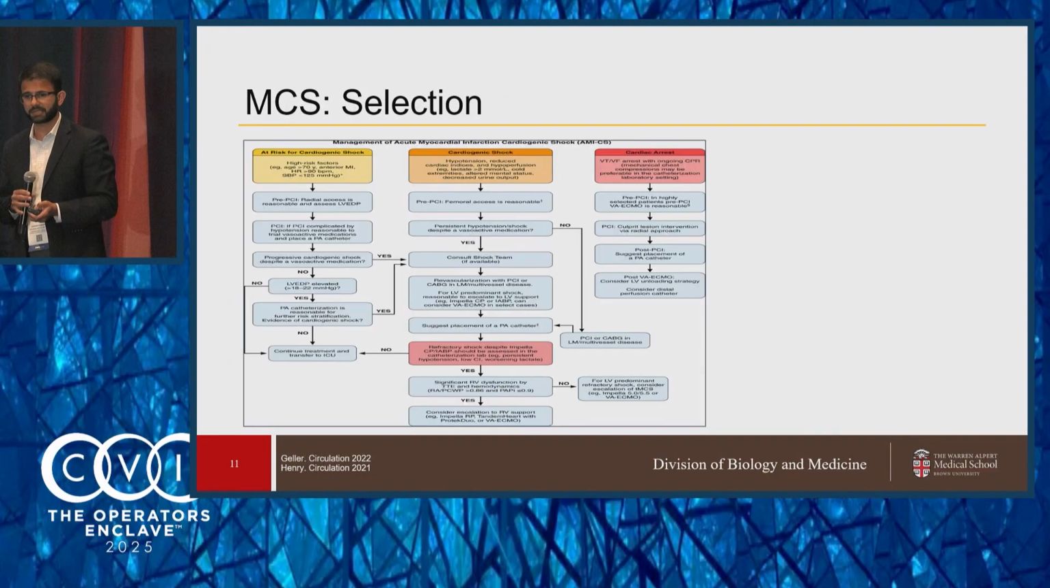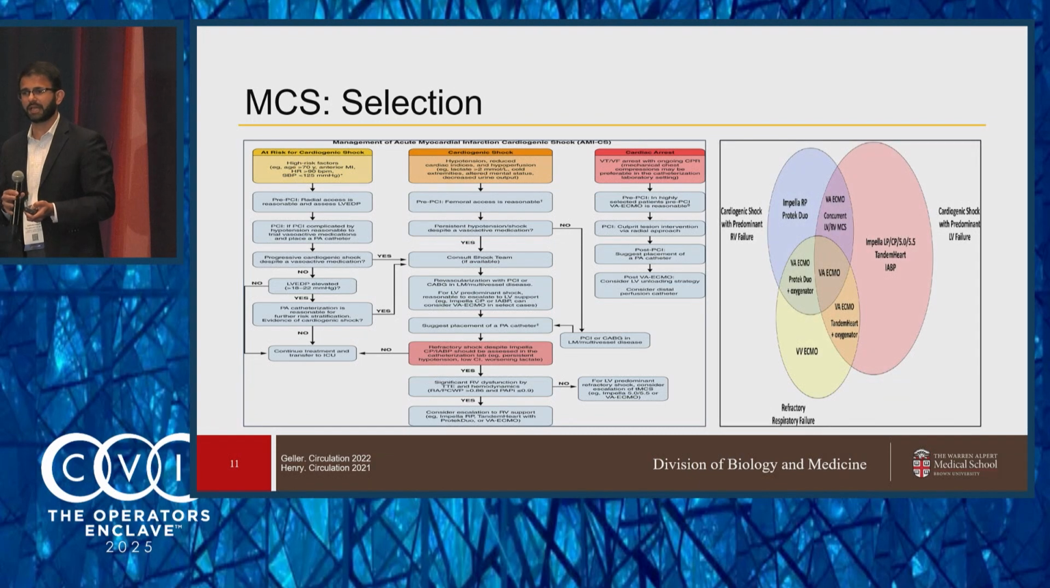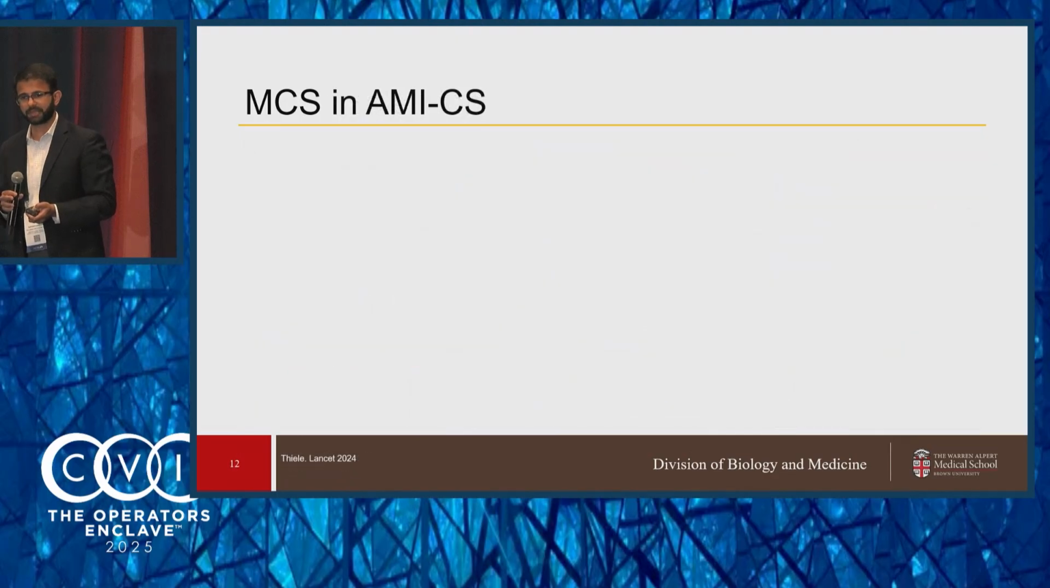in the shock cohort, there was a signal towards improvement in outcomes. There are multiple MCS selection algorithms. I'm not going to go into them. These are very specific to the given phenotype and the substrate in front of you.